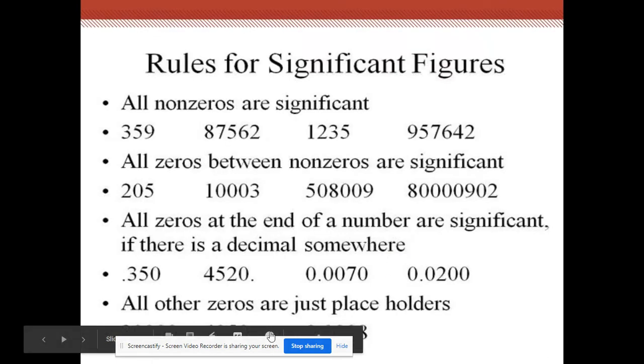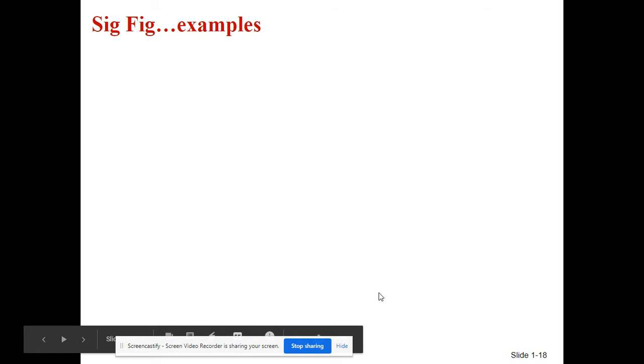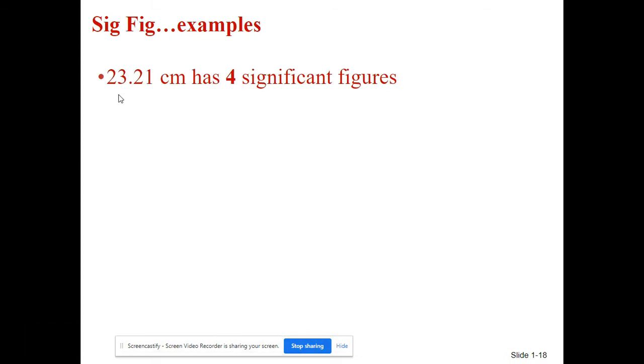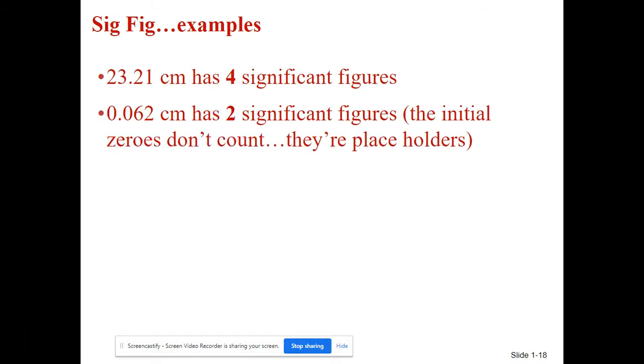All right, so let's go through the next couple slides here. 23.21 has 4 sig figs. This one again has 2 because this one is kind of a placeholder. It's right after a decimal, but it's not a trailing after a decimal. Again, it's just a placeholder.